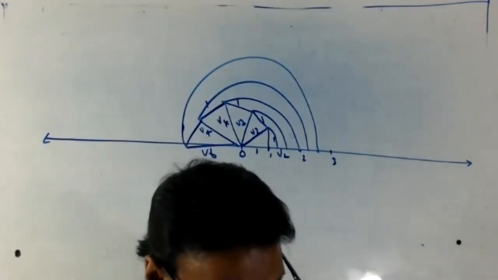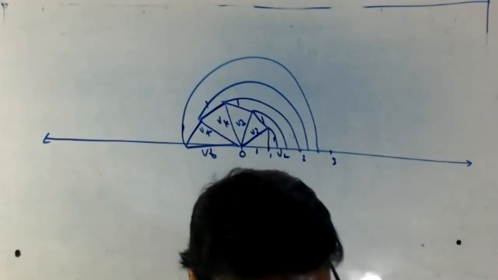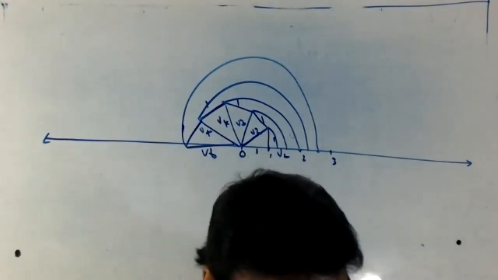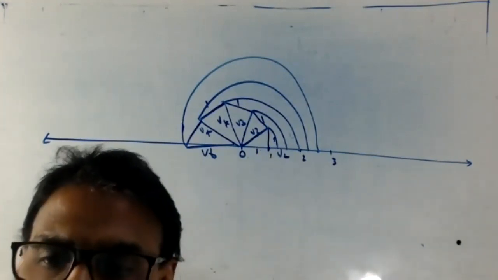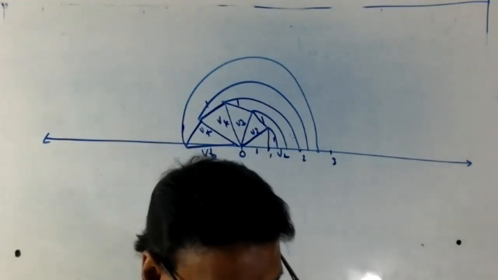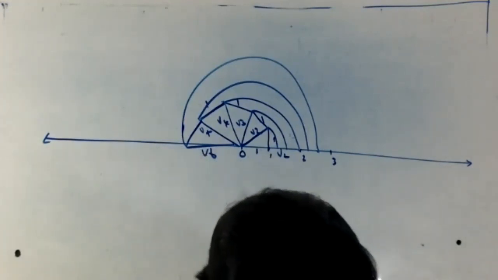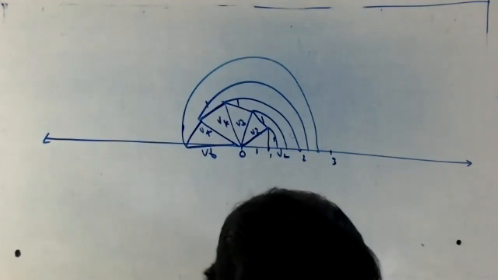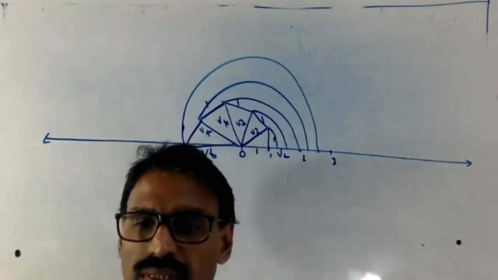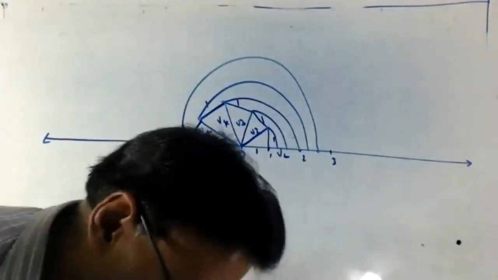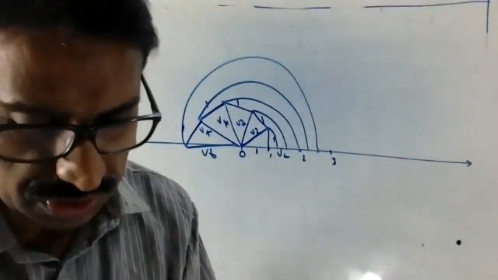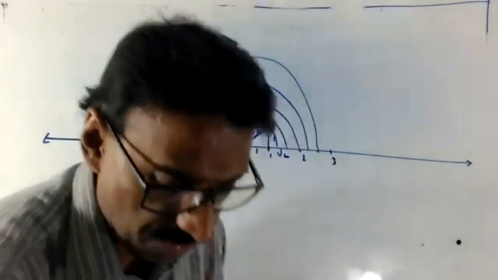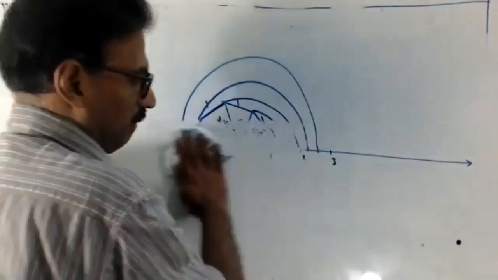Give an example of two irrational numbers whose sum is a rational number. Question again: give an example whose sum is a rational number. Two irrational numbers, when we add, we'll get a rational number.